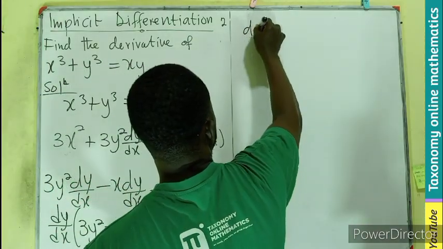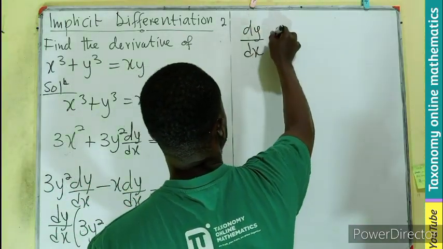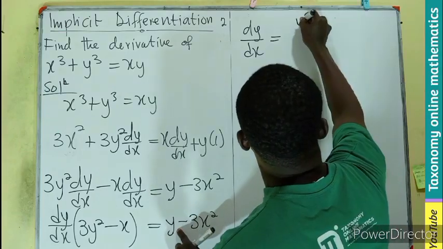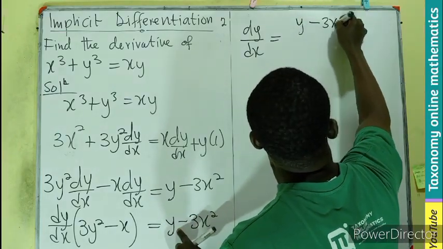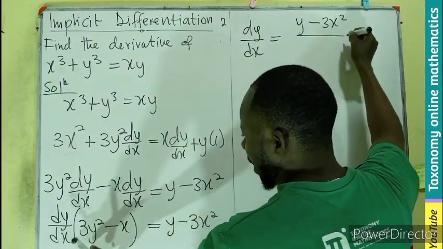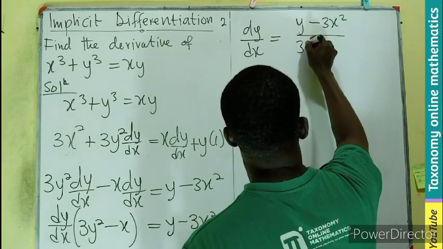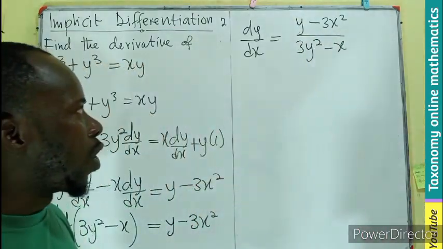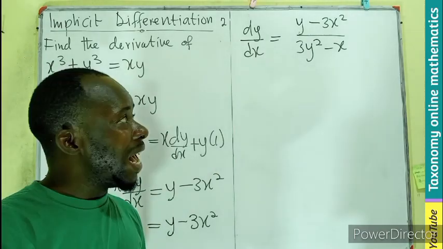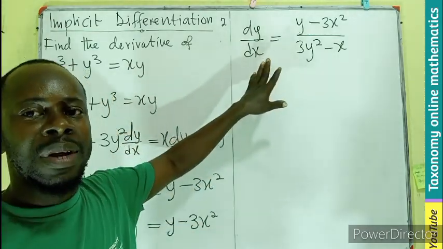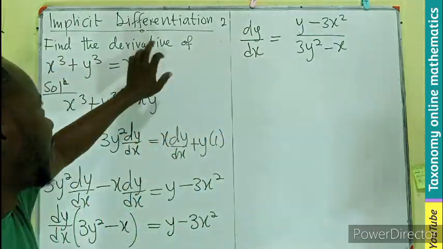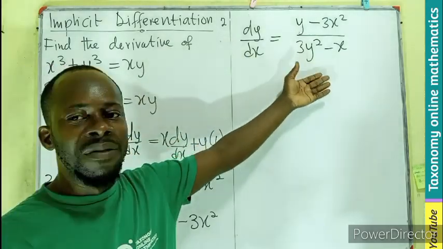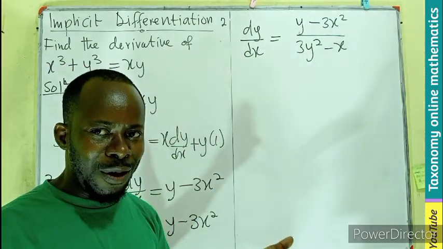Meaning my dy/dx will be equal to the term at the right, divided by the coefficient here, which is 3y squared minus x. There is no other common factor between the numerator and the denominator. So this becomes the final answer. If you were to differentiate this, the dy/dx will give us this. I'm sure you get the concept.